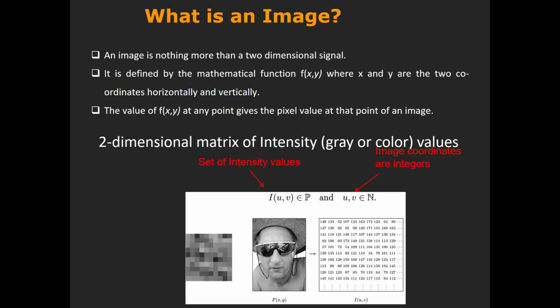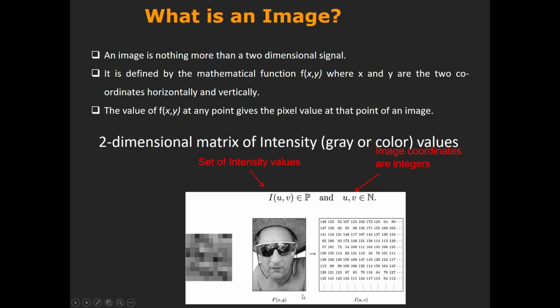So what is an image? An image is nothing more than a two-dimensional signal. It is defined by a mathematical function f(x, y), where x and y are the two coordinates, horizontal and vertical. The value of f(x, y) at any point gives the pixel value at that point of an image, where x and y are the spatial coordinates, and the value of the image at that coordinate is known as the intensity value.